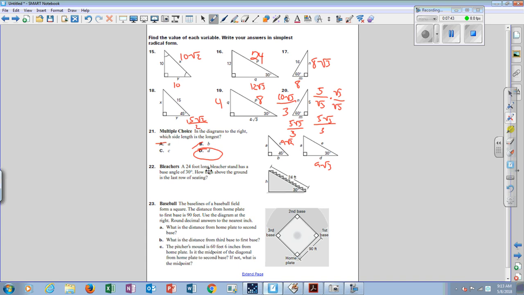A 24-foot long bleacher stand has a base angle of 30 degrees. How high above the ground is the last row of seating? So it's 24 feet long going down the hypotenuse. So you divide that by 2, it's 12 feet high.